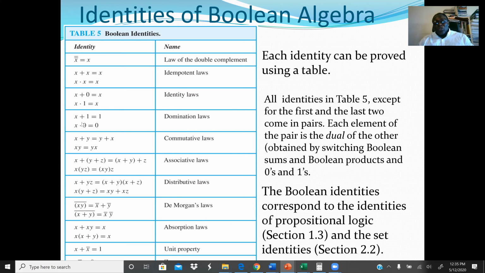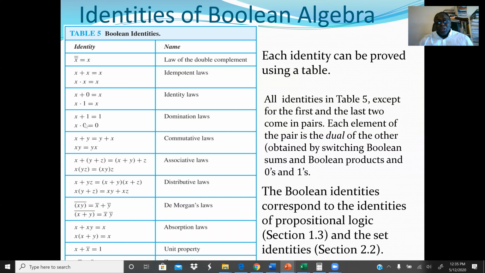The same thing applies to the next one. We have X plus 1, the answer is 1. Because if X is 0, it is 0 plus 1, 1. If X is 1, 1 plus 1 is 1. But X times 0 should always be 0. Why? Because if X is 1, 1 times 0 is 0. If X is 0, 0 times 0 is 0. So that's why we have this identity.